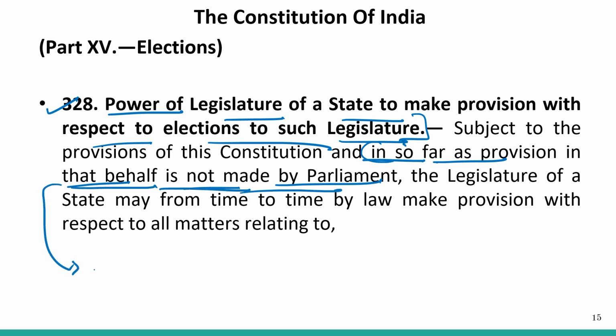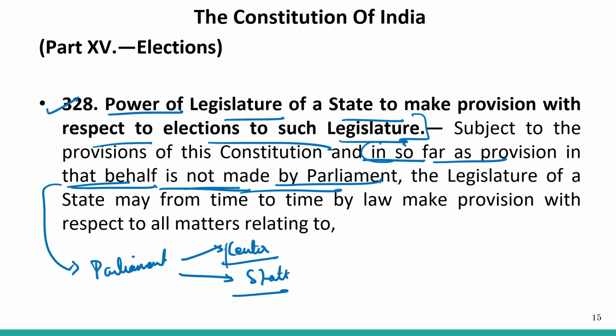And in so far as provision in that behalf is not made by Parliament. So Parliament has been allotted two powers. Parliament is making rules not only for the center but also for the state. Okay. Now, whatever has been made by the center is going to prevail, because it has been made by the center. Then obviously it has much more significance, and that is why it is going to prevail. And if you talk about how it is going to be related, then if you remember, we have talked about the union list, the state list, and the concurrent list, where we discussed that there are certain areas on which the center will make the laws.